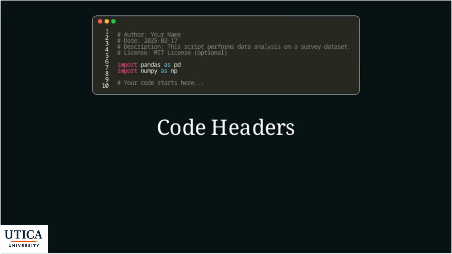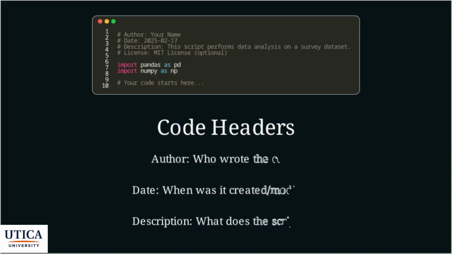Before we dive into the details, let's start with a basic but vital element, the code header. A code header is a block of comments at the very beginning of your file that provides essential information about the code. At a minimum, a header should include the author's name, the date the code was created or last modified, and a brief description of what the script does. This quickly orients anyone opening the file.